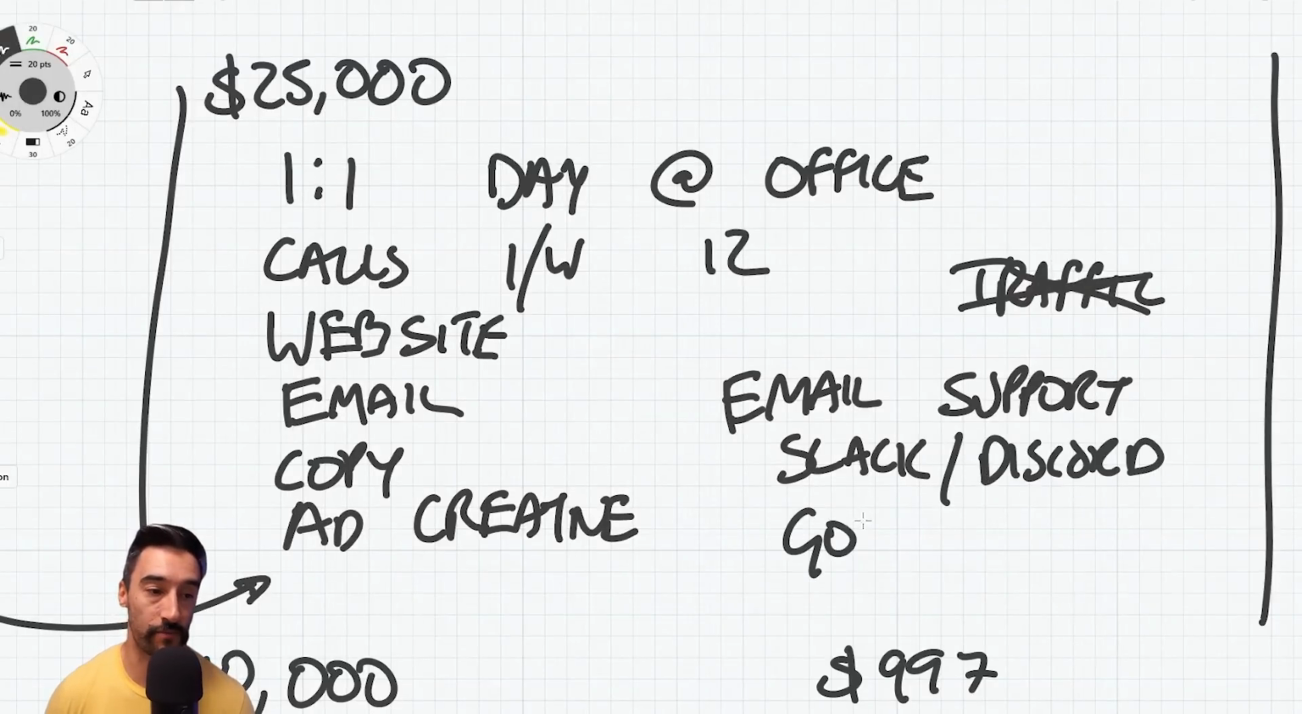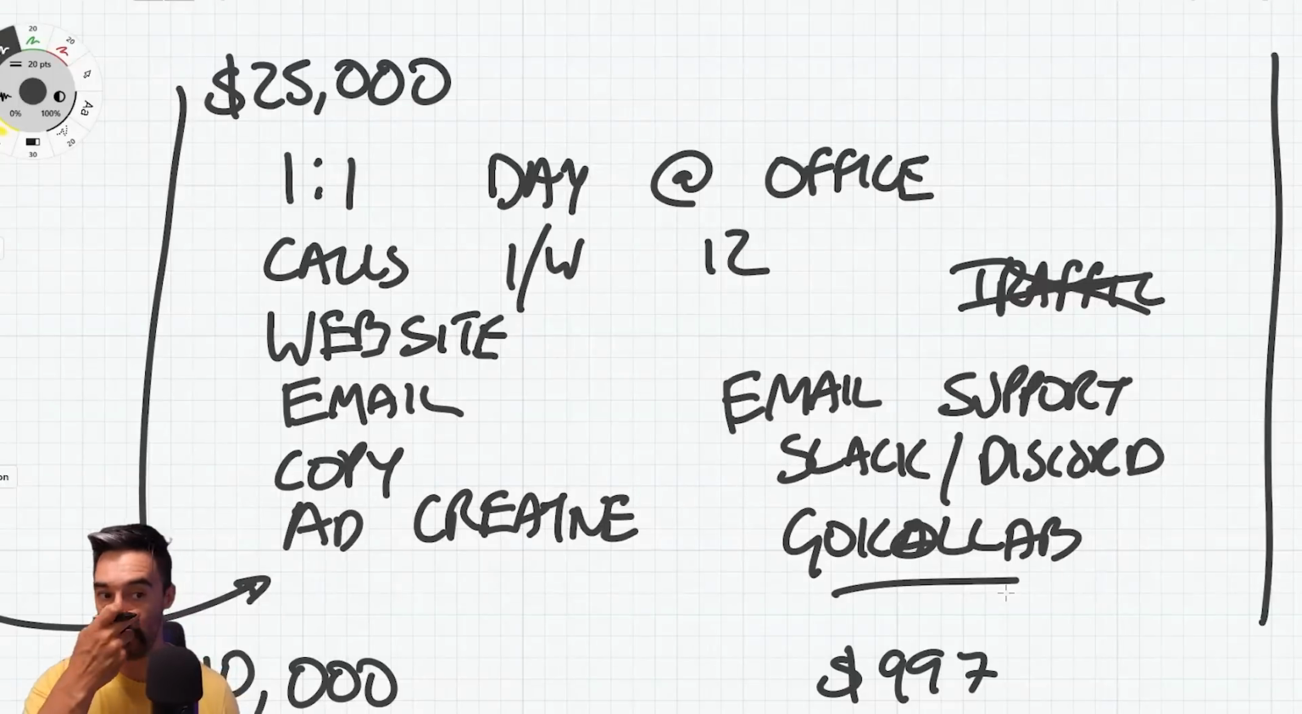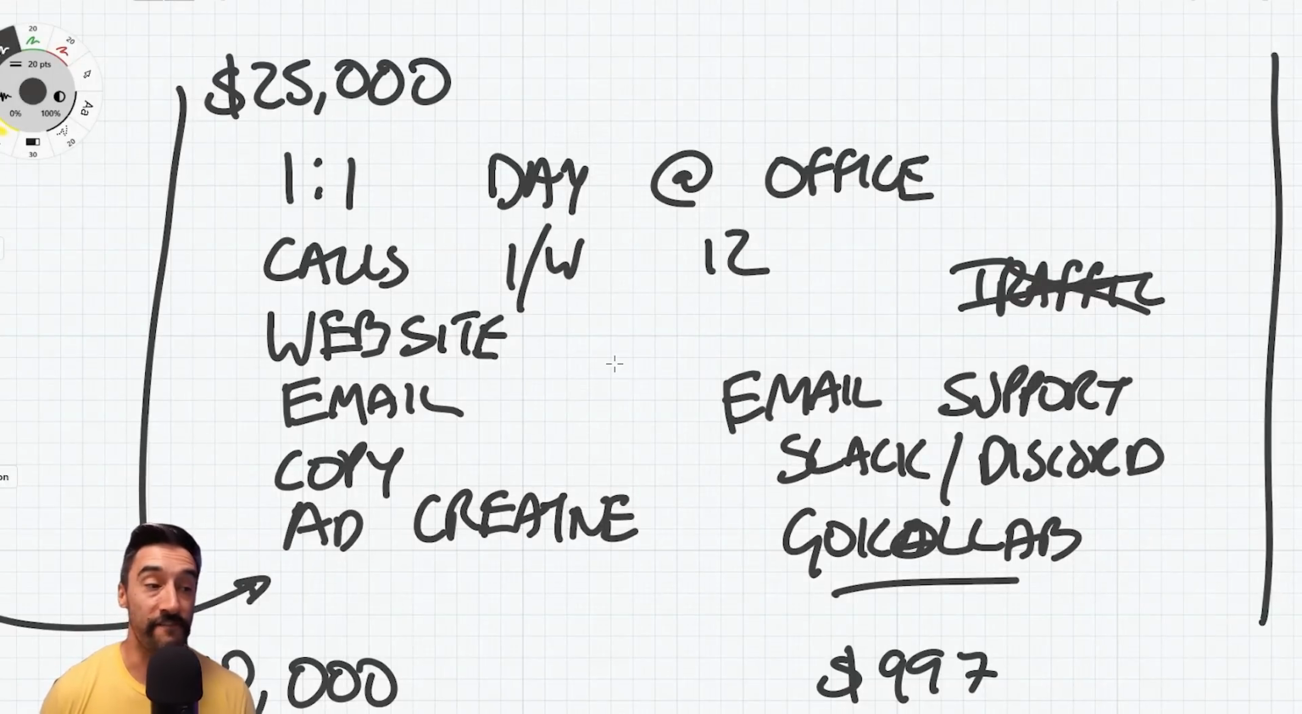I personally would use something like GoCollab. That's what I would use. I'll put a link to that down below. And this is how we'll work together, and this is what we'll end up doing. And I envisage this being sort of like a 3 to 4 month process. That's what they would get for $25,000.